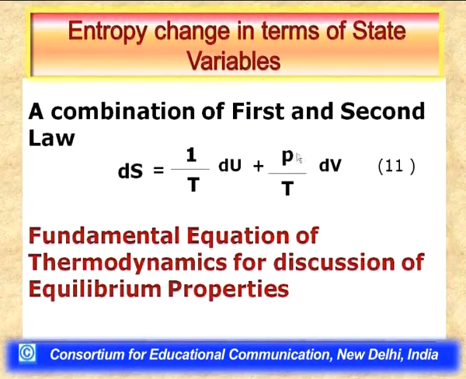And that equation is very important for discussion of equilibrium properties. So, again, let me emphasize that this is a combination of first law and second law of thermodynamics, and let me read it. dS equals 1 by T dU plus P by T dV.